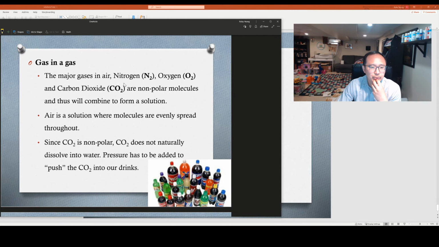And lastly, your gases in the air are also nonpolar. So they're also nonpolar as well, and that's why they mix into that as well.